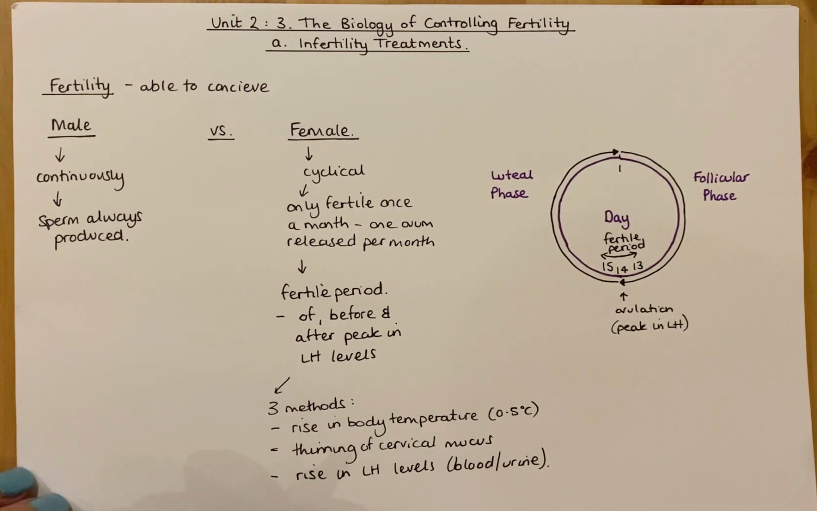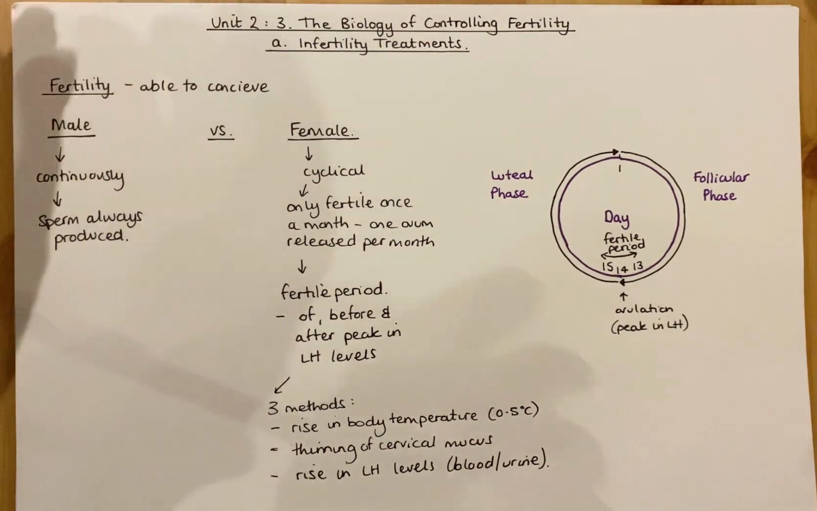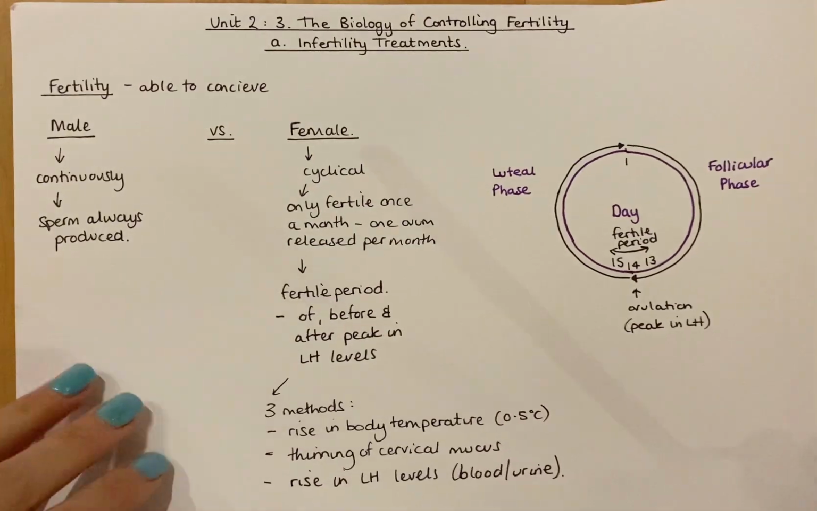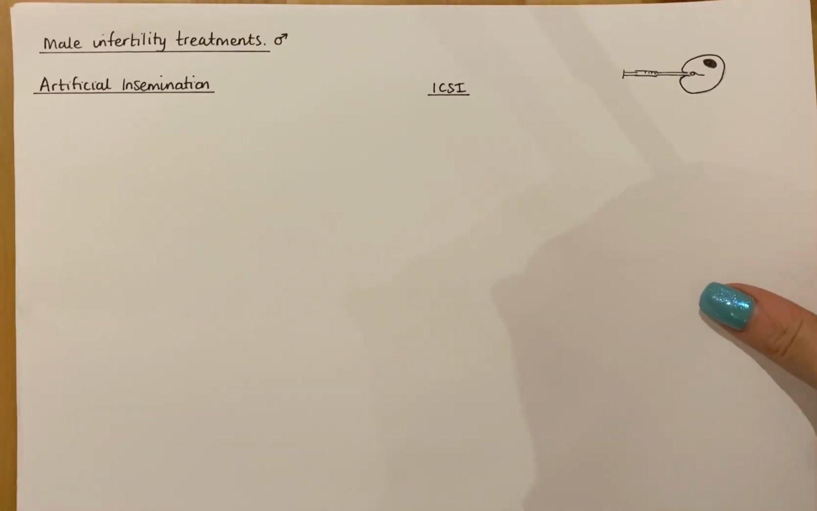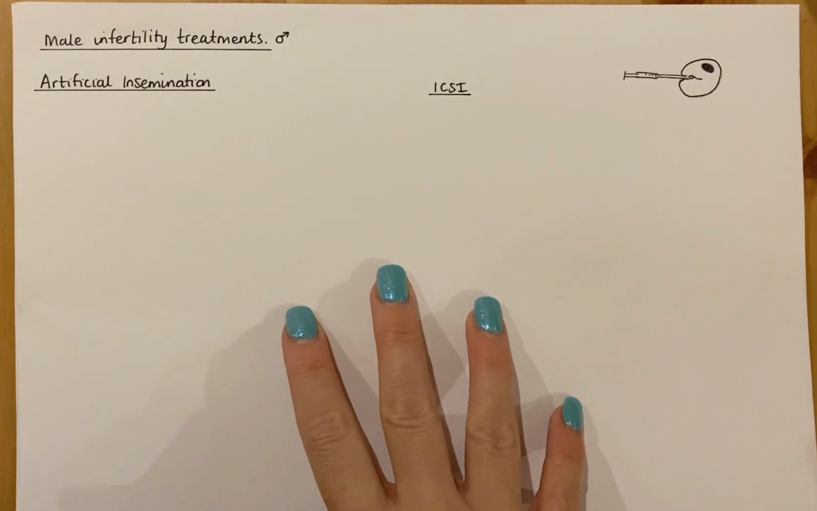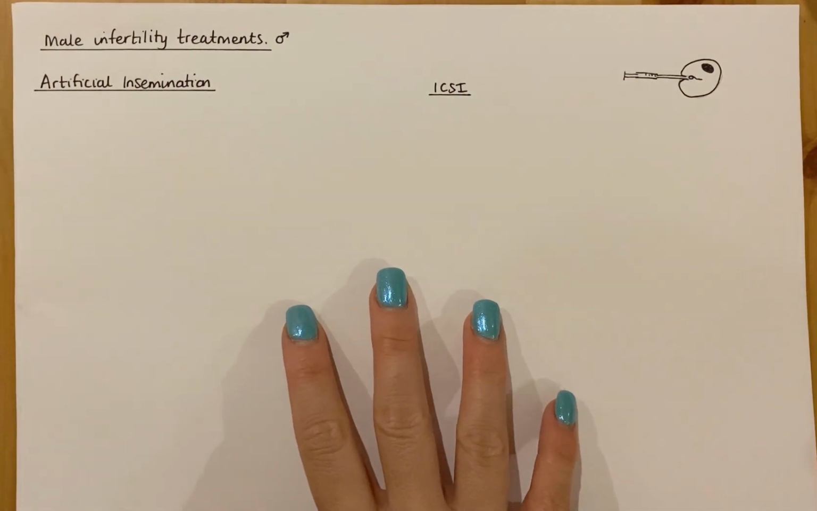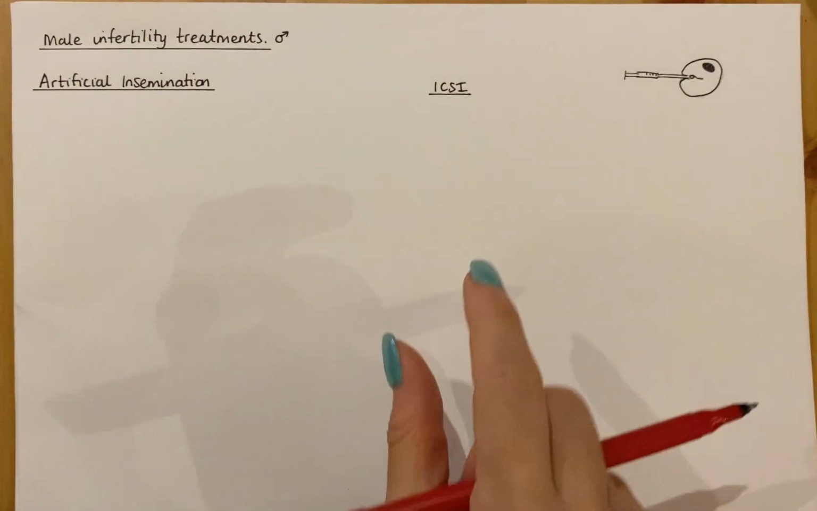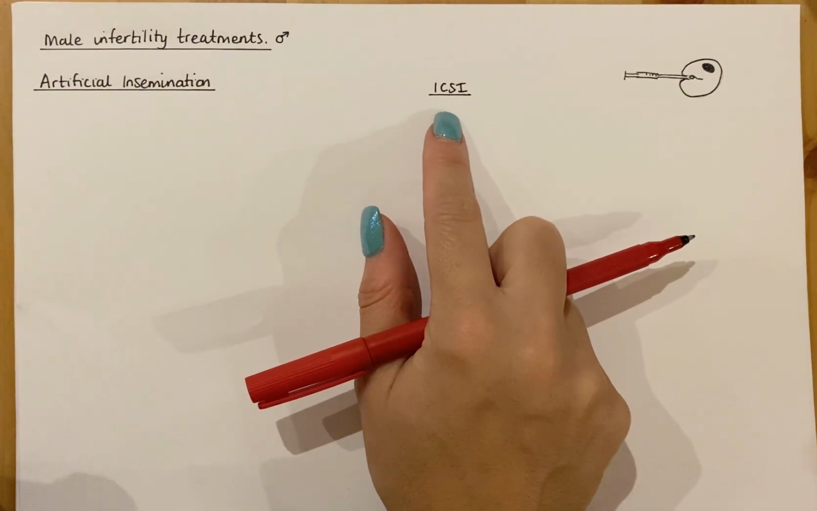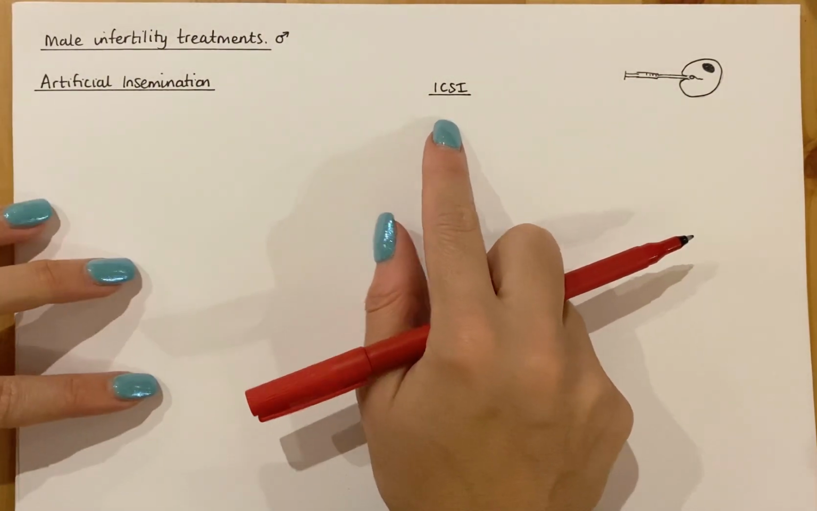So these all describe male and female fertility, but the next parts will talk about what happens when they're infertile, or if there are certain issues within the males and the females. I'm going to start with males. There are two different methods of male infertility treatments. The first one is what's called artificial insemination. The reason I've organised it this way is because the next one is involved in one of the female processes, so I'll discuss that later.